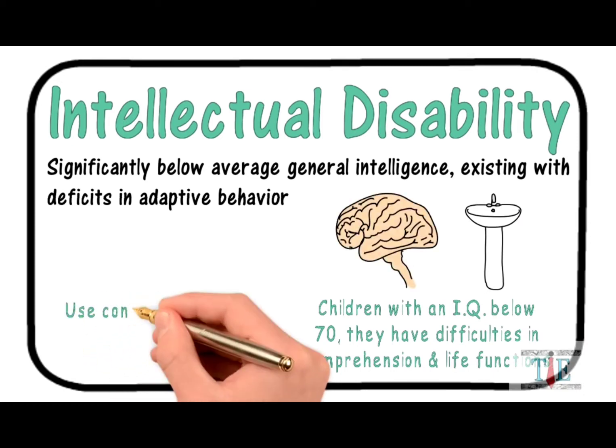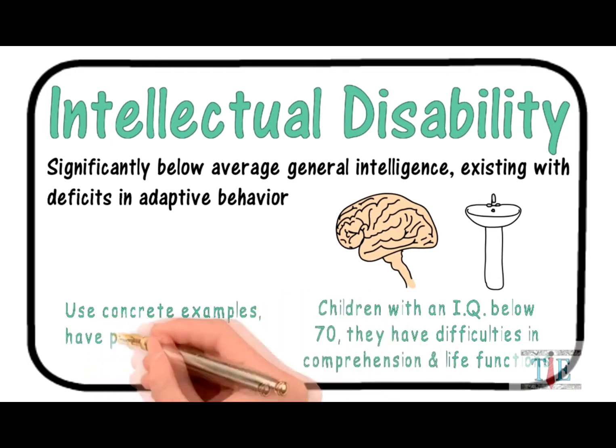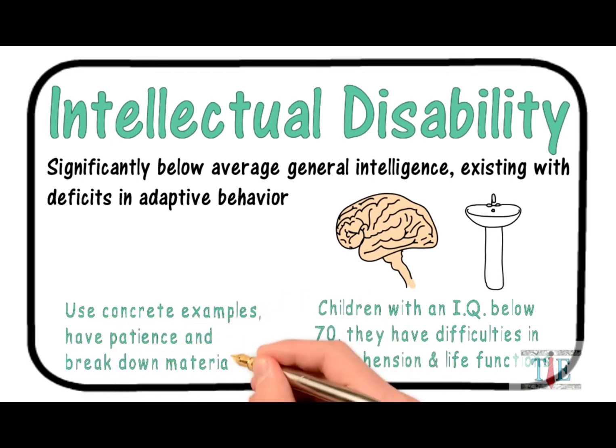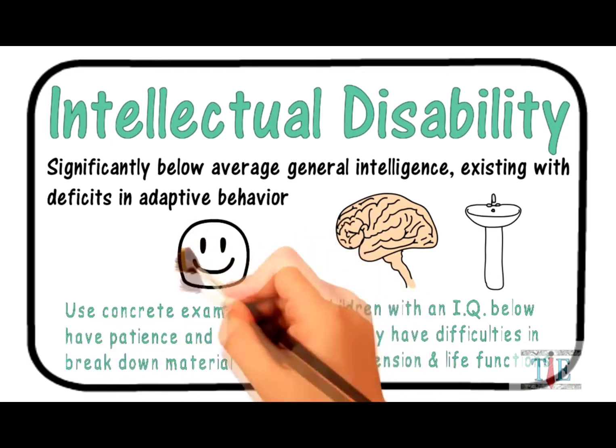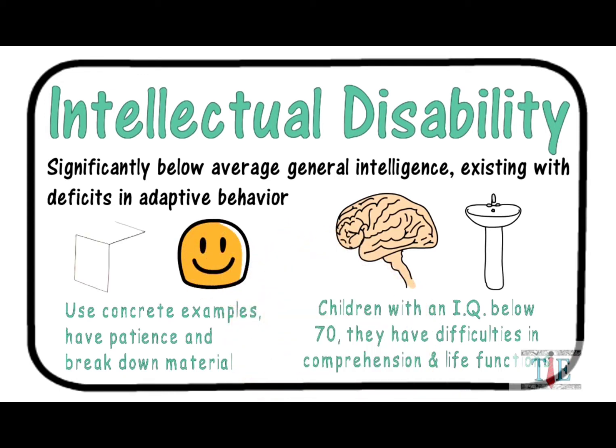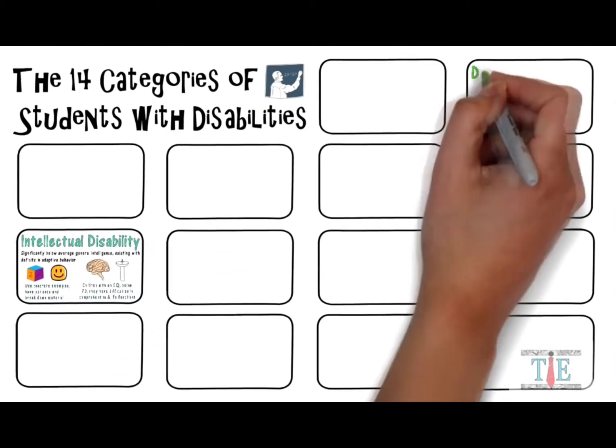These children may have difficulties with simple tasks such as washing their hands. When teaching these students, use concrete examples, have patience, and break down the material. These children are sweet and loving. Use manipulatives and engaging resources for these children. They really want to learn.